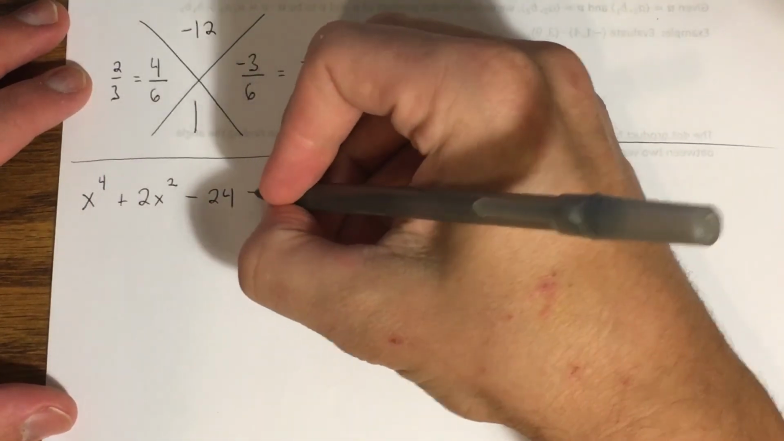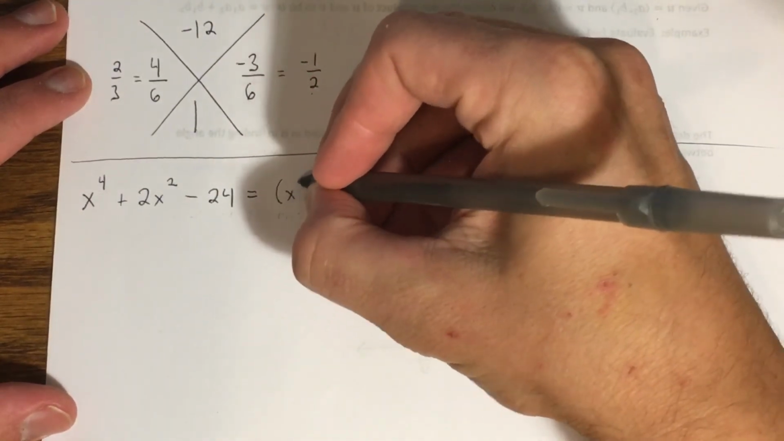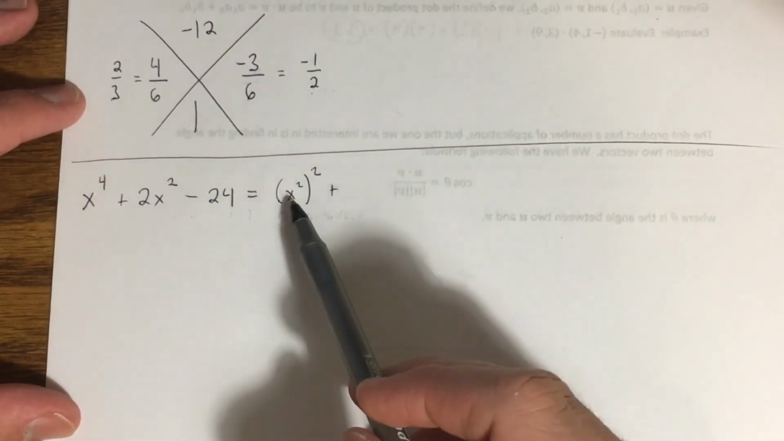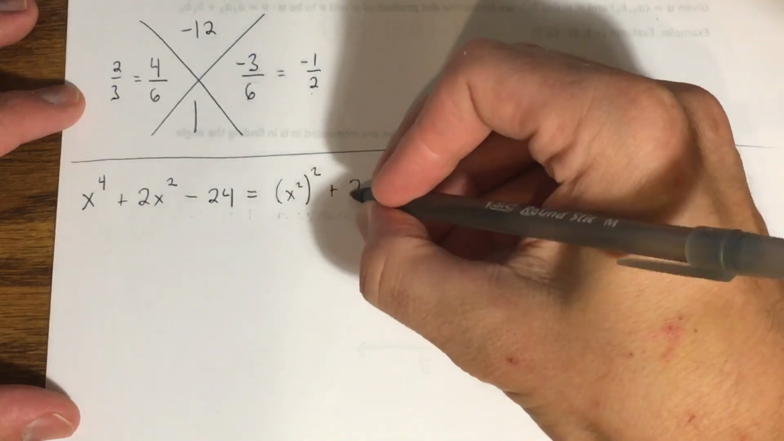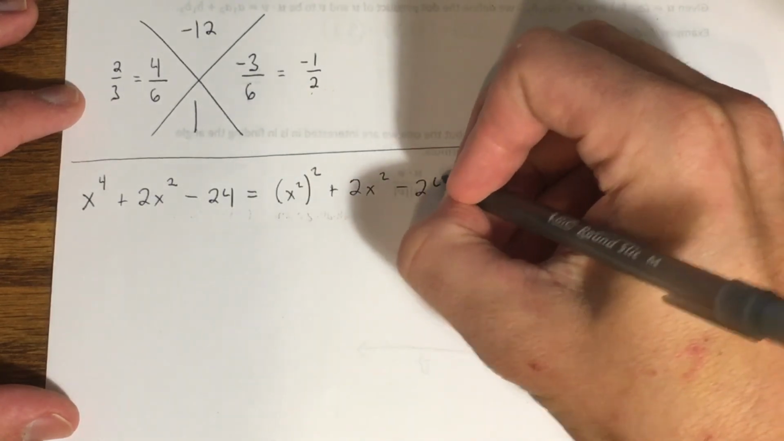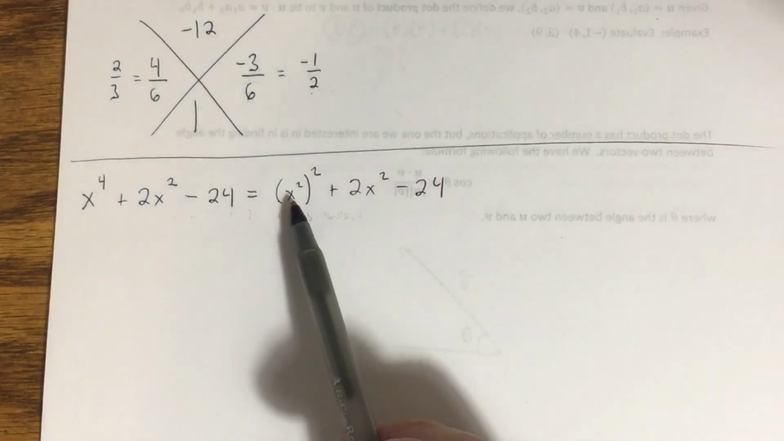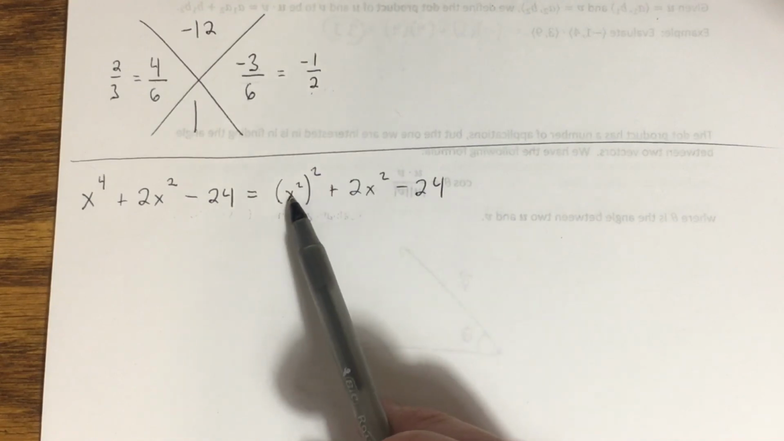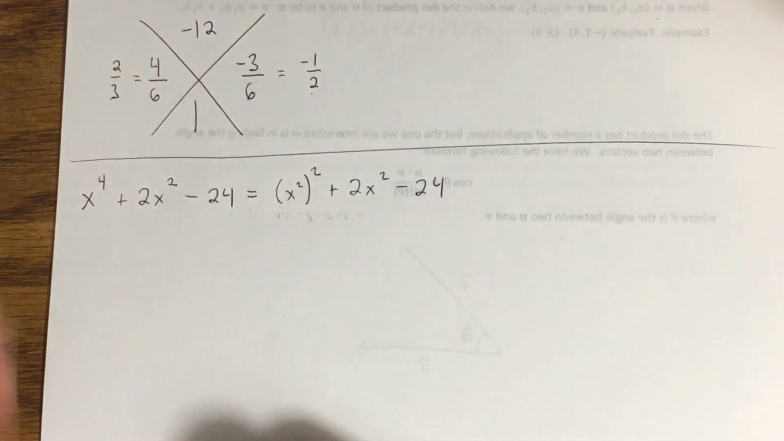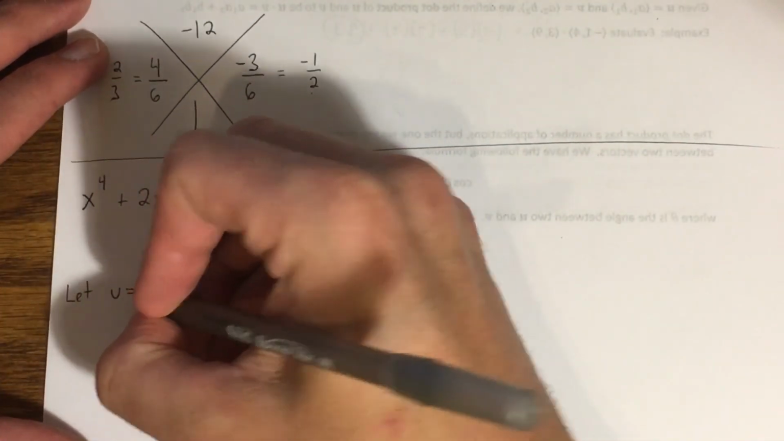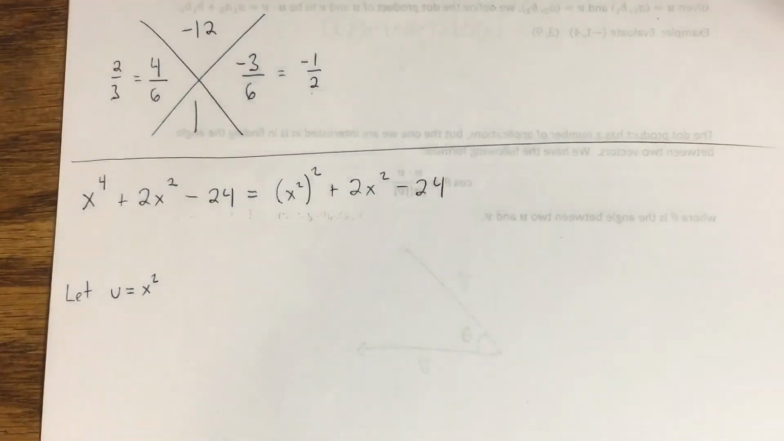Here's something that I actually noticed, and you may not notice this on your own right away. But that very first term, x to the 4th power, can be written as x squared squared. That's using your power to a power property for exponents, which says that if you're raising a power to another power, you multiply those exponents together. Now, why did I do that? Well, now I'm seeing the expression x squared showing up in two different places, here and here. What I'm going to do is define a new variable. I'm going to say let u equal x squared.